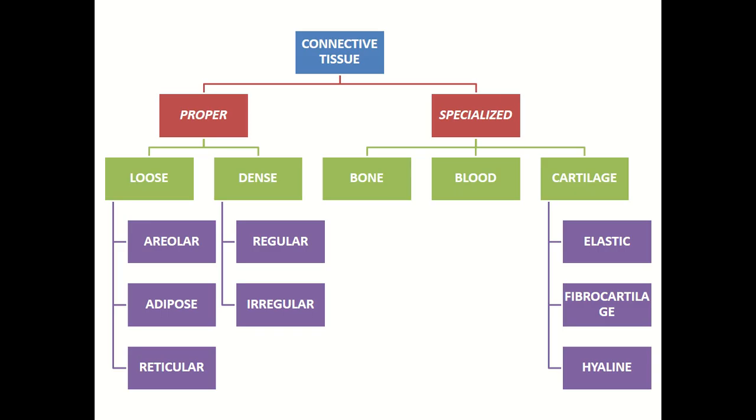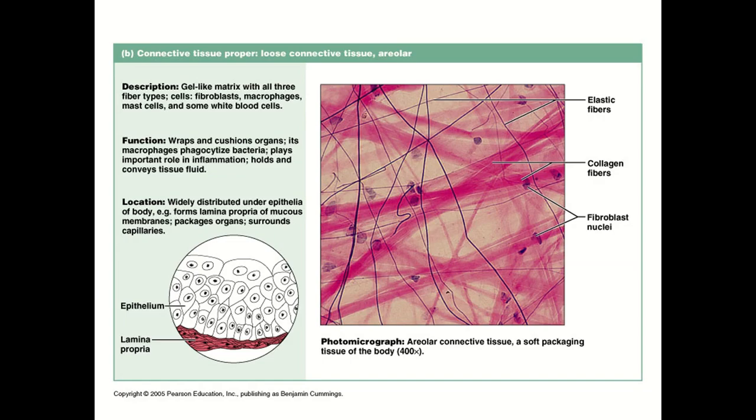Connective tissue is divided into two types: proper connective tissue and specialized connective tissue. Under proper connective tissue, we have loose connective tissue such as areolar, adipose, and reticular. Meanwhile, for dense connective tissue, we have regular and irregular. Specialized connective tissue includes bone, blood, and also cartilage. So let's look further at the function of each type of connective tissue.